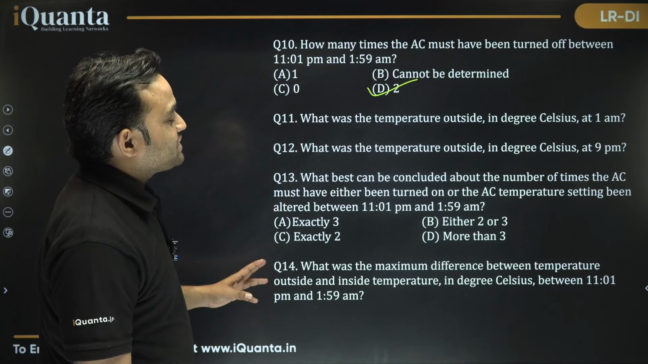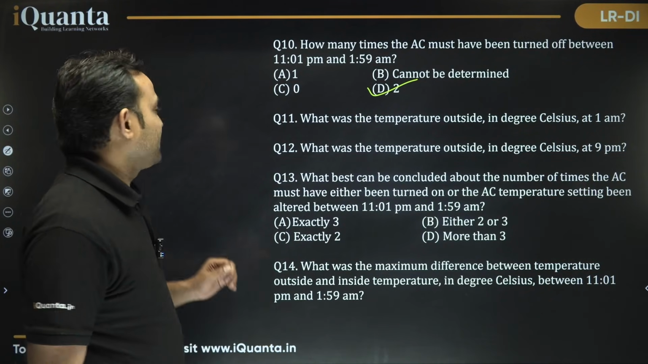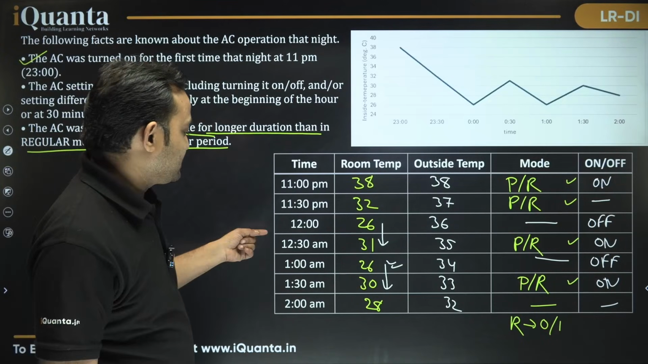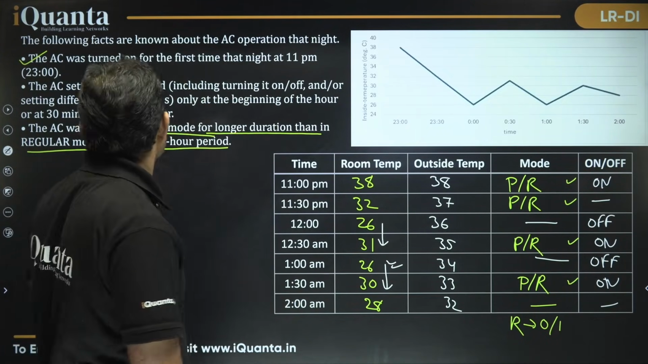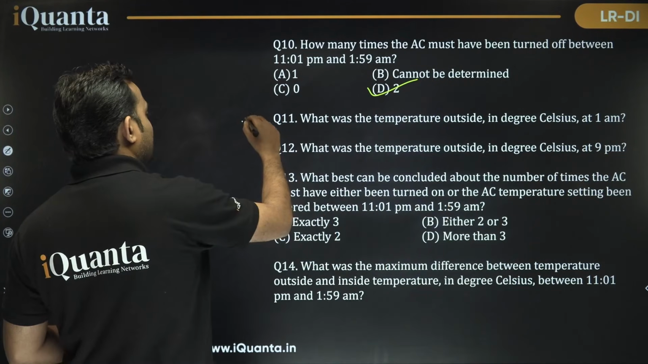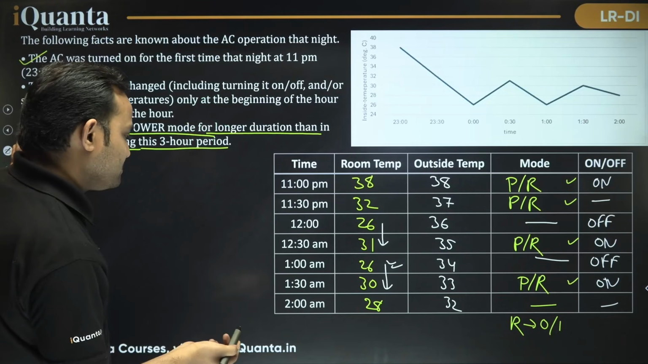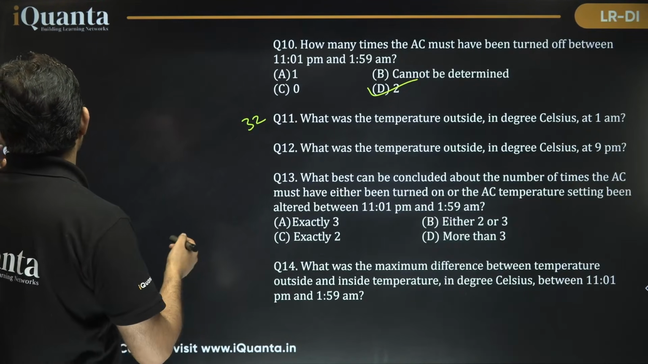What was the temperature outside in degrees Celsius at 1 a.m.? So we also got that right. At 1 a.m., the outside temperature was 32 degrees. So our answer for this question is not 32, I guess it was 34, right? Yeah, it was 34.